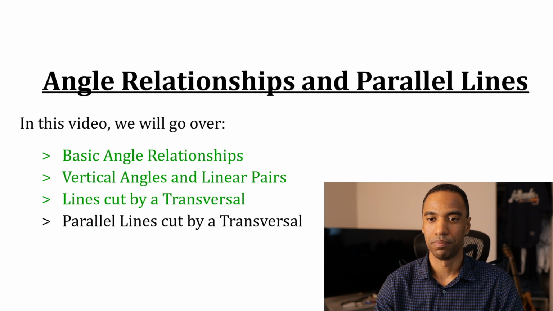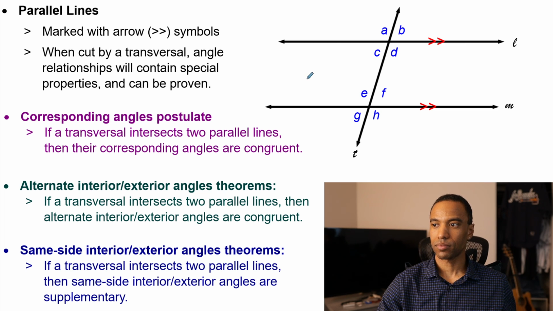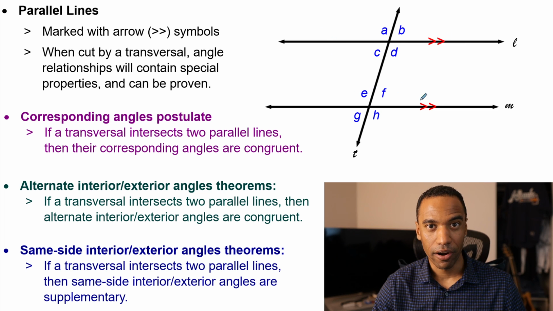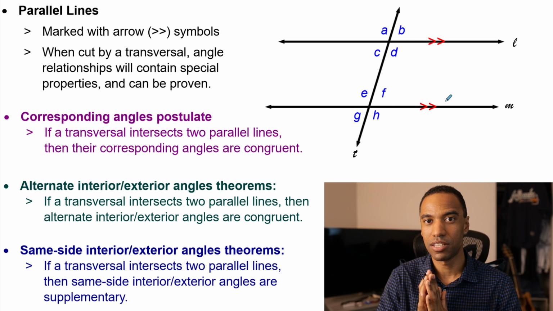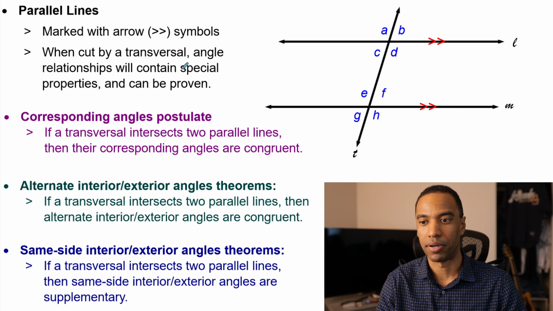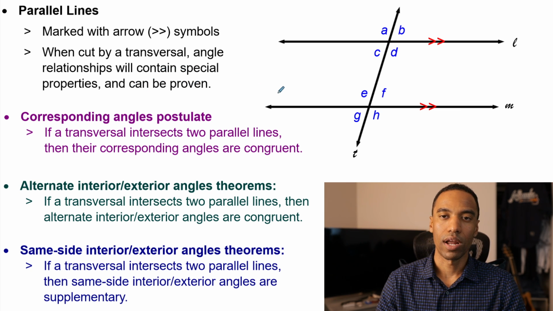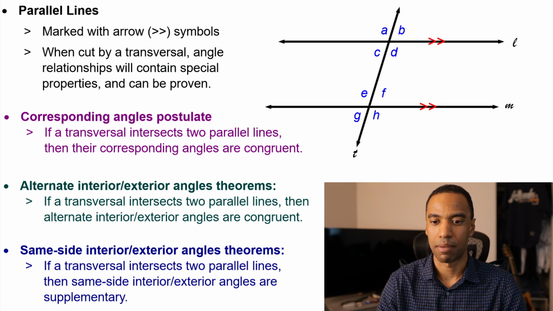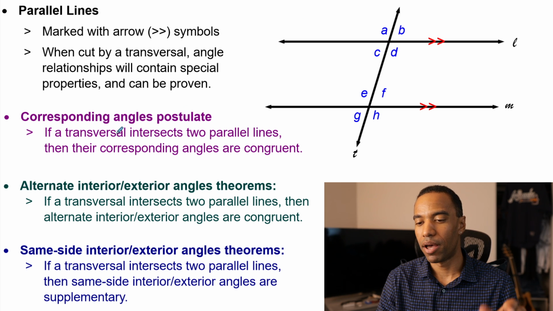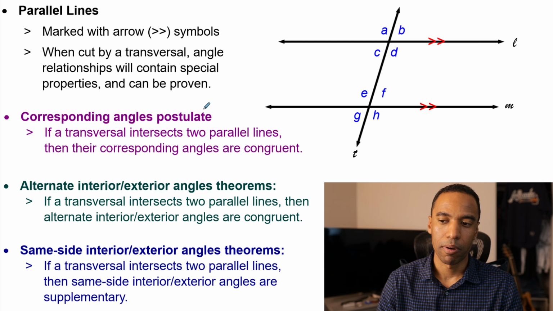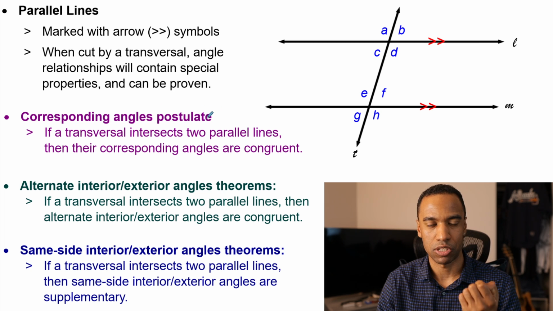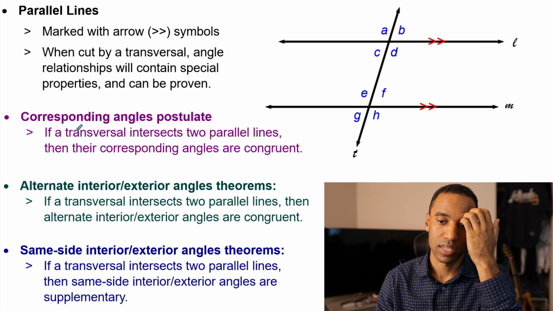Well, when lines L and M are parallel and this transversal T intersects those lines, guys, the A, B, C, D, and E, F, G, H angles now have very special properties that happen to them. And they can be proven. We're not going to do proofs. I can already see that my time's running up a little bit here. But we have something called the corresponding angles postulate. This word postulate just means something we can accept as truth. And here's what it says.